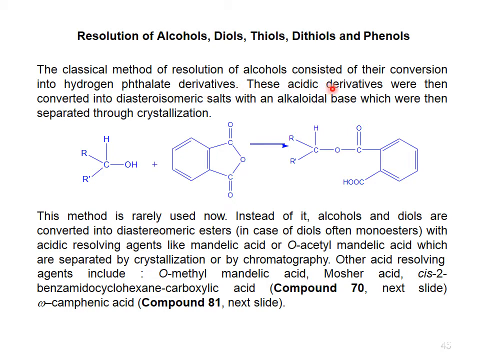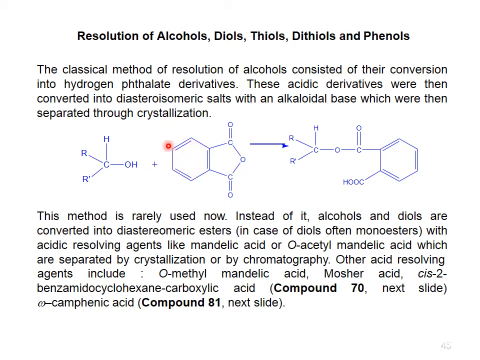Here you can see that this is the succinic anhydride, which is going to react with the alcohol and form a product. This method is rarely used now. Instead of it, alcohols and diols are converted into diastereomeric esters. In case of diols, often monoesters are formed with acidic resolving agents like mandelic acid or O-acetyl mandelic acid, which are separated by crystallization or by chromatography.